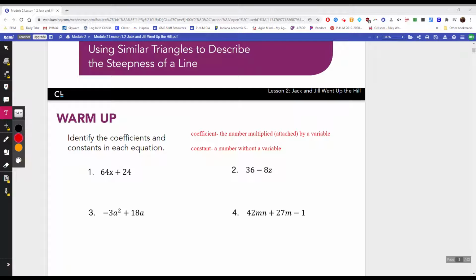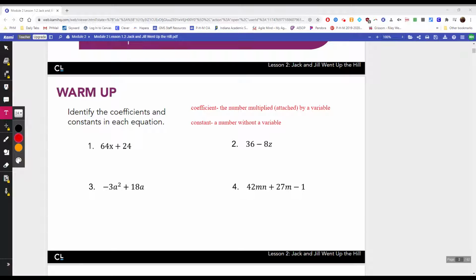So for our warm-up, I would like for you to try this on your own. I've defined coefficients and constants. So coefficient is the number multiplied or attached to a variable, and a constant is a number without a variable. No variable, just a number is called a constant. So I'd like for you to pause the video and try this warm-up on your own.